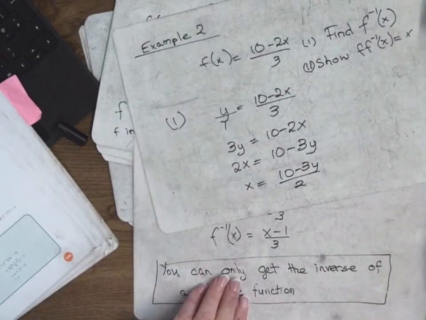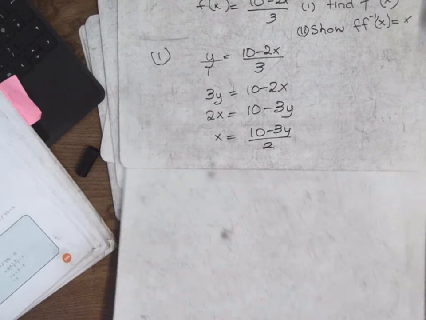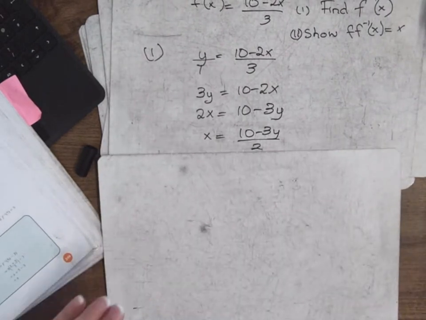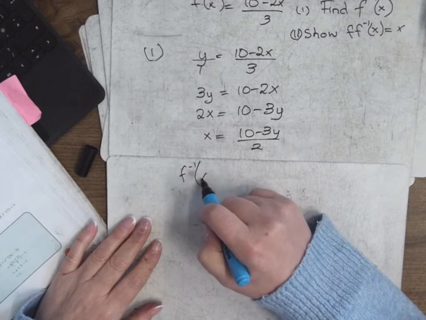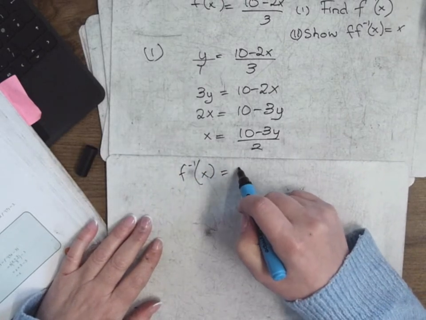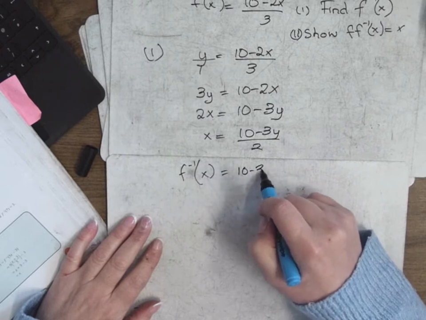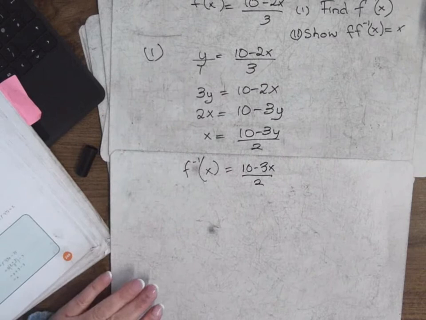Then replace the x with f inverse of x, and over here replace the y with an x. So f inverse of x is 10 minus 3x over 2. That's your answer. Okay?